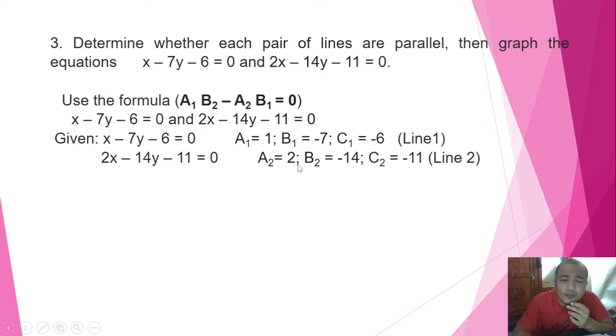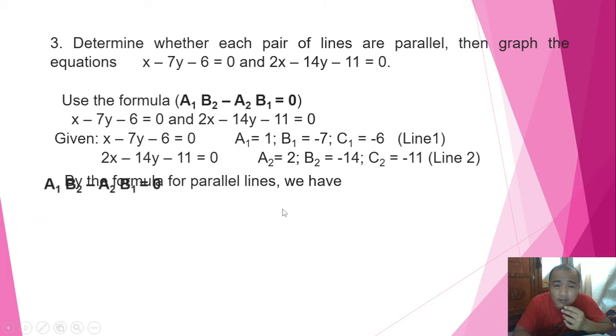For line 2, a sub 2 is 2, b sub 2 is negative 14, c sub 2 is negative 11 for line 2. Diba? So, you can now substitute this. C sub 1, C sub 2 are not included. So, we just consider a sub 1, b sub 1, a sub 2, b sub 2 in the equation.